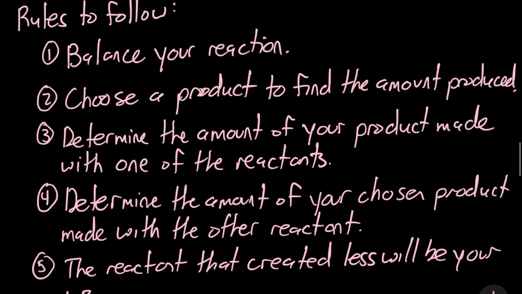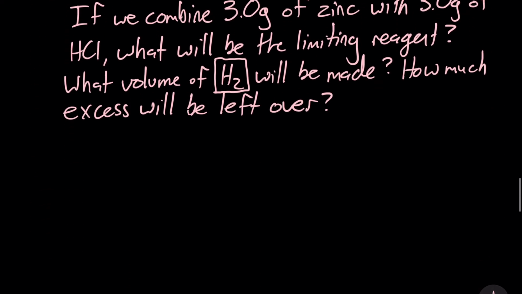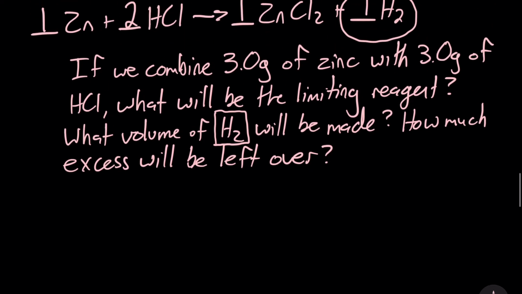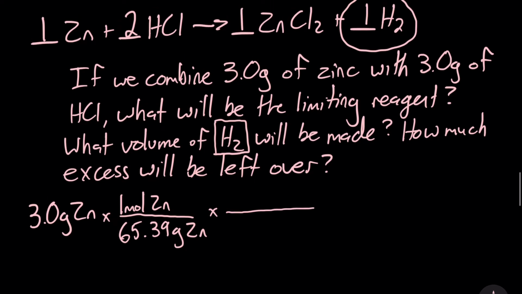So step 3, it says we're going to determine the amount of your product made with one of the reactants. So our first reactant, I'm going to use zinc. We were given 3 grams of zinc, and we'll have to go to moles of zinc first. So that'll be 1 mole of Zn over the molar mass. The molar mass of pure zinc is 65.39 grams of Zn.